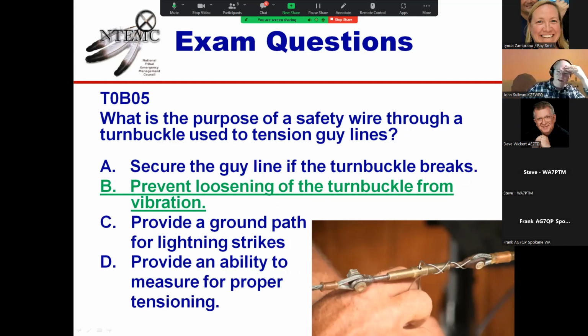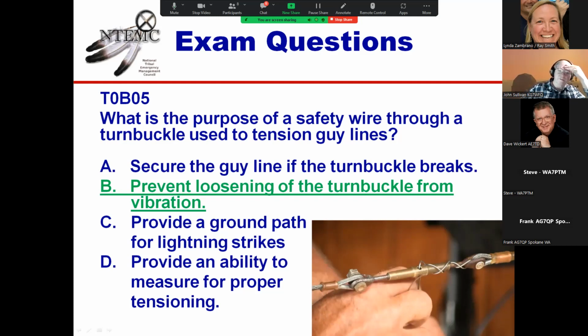You can see here, let me get my cursor up here, here's your turnbuckle. Here's where the safety wire is going through. And you see there's a little hole here. It prevents this from rotating and loosening. Because once you've tightened it up, this is how you tighten up the turnbuckle, and once you've got it to where you want it to be, you need to put that safety wire in so it doesn't loosen up from vibrations or whatever might loosen it.